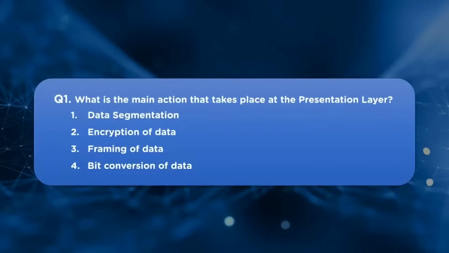Now, on OSI model layers, let's take up a question. The question is, what is the main action that takes place at the presentation layer? The options are: first option, data segmentation; second option, encryption of data; third option, framing of data; and the fourth option, bit conversion of data. You can provide your answers in the comment section below. Let's move on with the next layer.